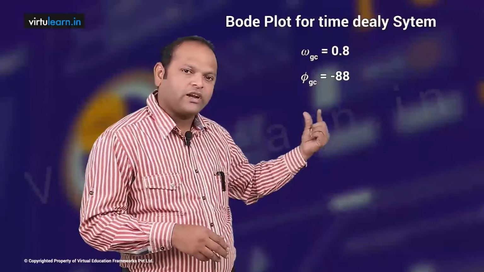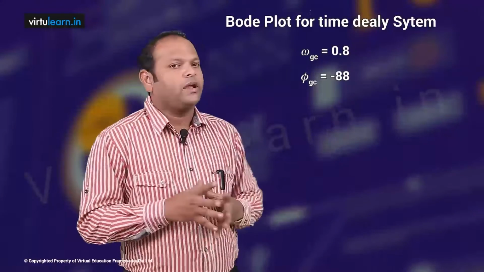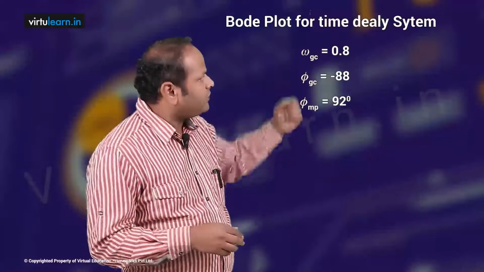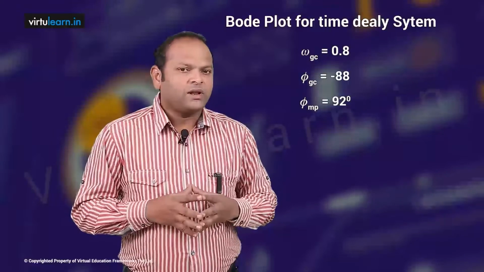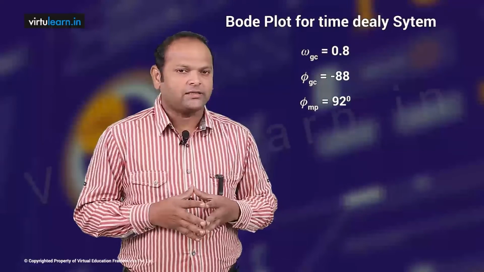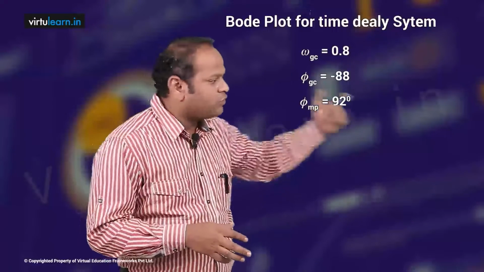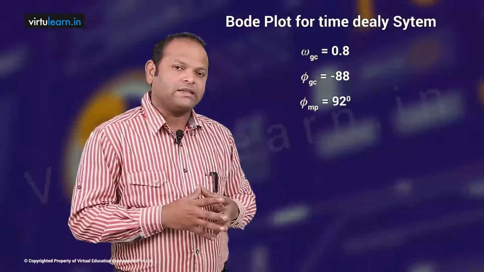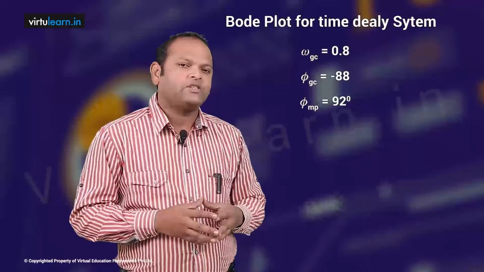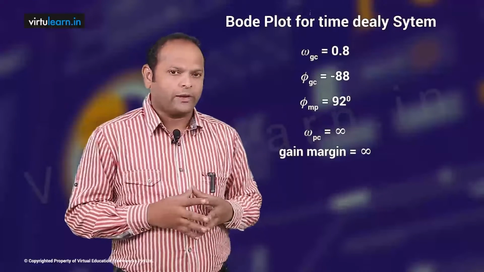Then phase margin is 180 plus phi GC, that means 180 minus 88. It is going to be 92 degrees. The phase margin is plus 92 degrees from the omega GC. Similarly, you can look at the phase plot where it crosses minus 180 degrees, and it is very clear that the phase plot is starting from minus 90 and going to minus 180 degrees. It is not at all crossing the minus 180 degrees. Therefore, omega PC you can take as infinity, and the corresponding gain margin is also infinity.